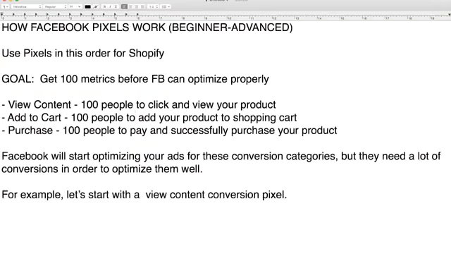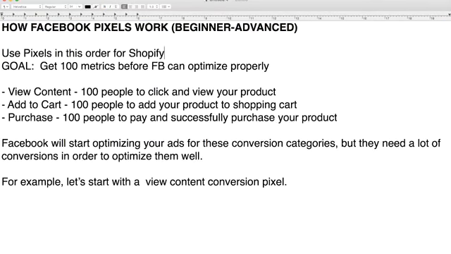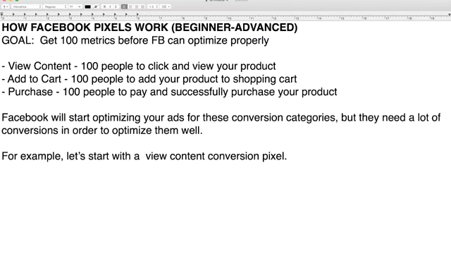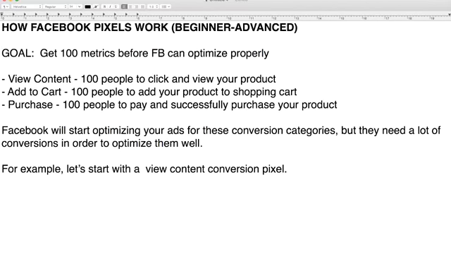Okay, how Facebook pixels work, right? Your goal should be to get 100 metrics of each before Facebook can optimize properly. So start here: view content. The first thing you want to do is get 100 people to click and view your product because that's the easiest. They don't have to add it to the cart. They don't have to purchase anything. After you get 100 people to click and view your product, next, your goal should be to get 100 people to successfully add it to the shopping cart. Next is to get 100 people to purchase it.